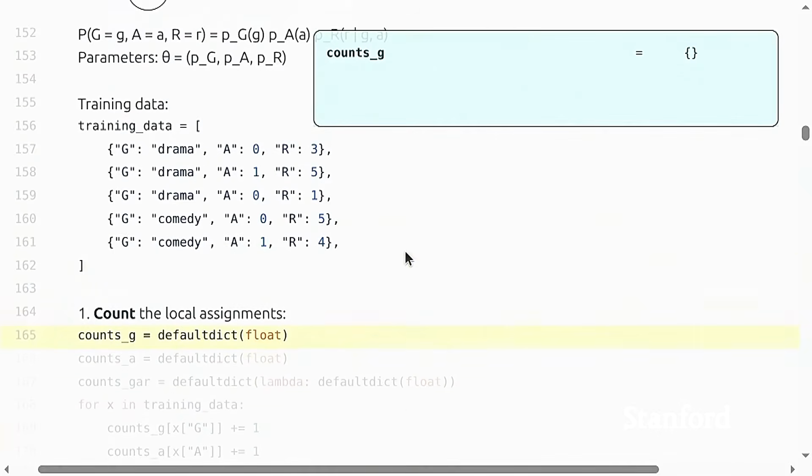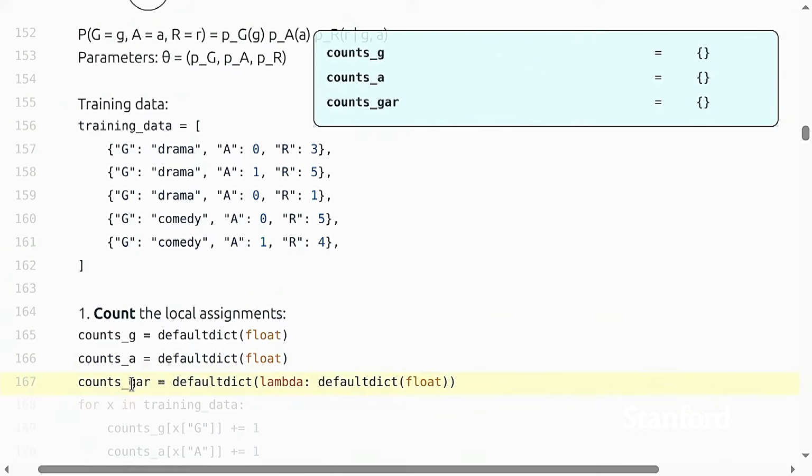Okay, so if we just try to pattern match and think about what we have to do, we have to count all of the local assignments. So hopefully you see the pattern, right? For every local conditional distribution, it mentions some variables. I need to basically count the number of times that local assignment occurs. So if I'm estimating P of G, I need counts of G. If I'm estimating P of A, I need counts of A. If I'm estimating probability of rating given G and A, I need to count how many times G, A, and R show up together.